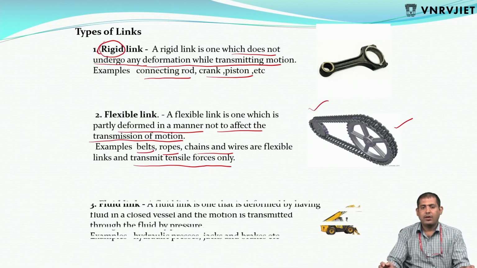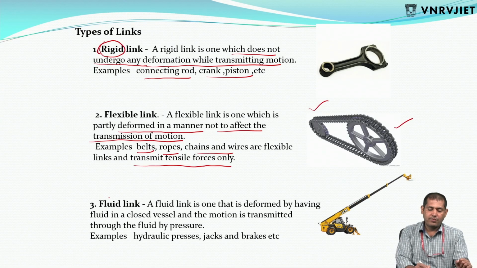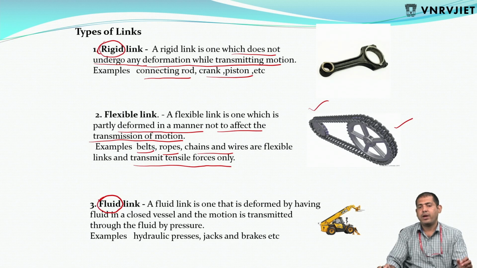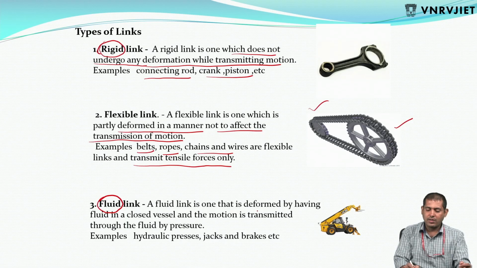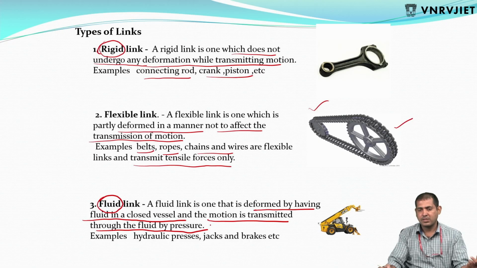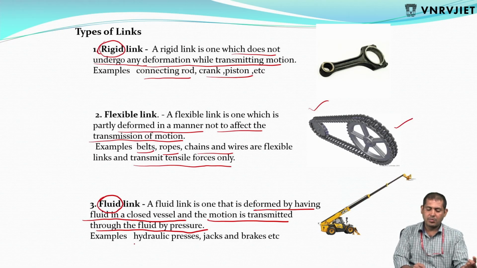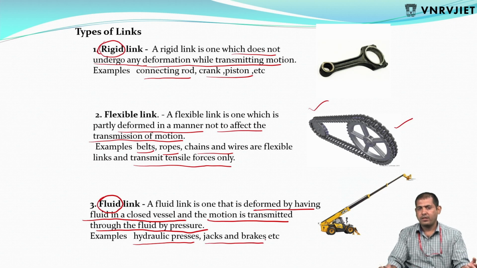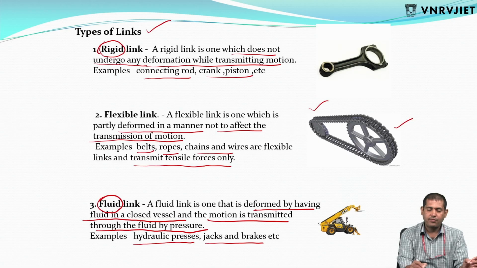After that, one more is the fluid link. As the name itself says, it works with the help of some kind of fluid, like hydraulic applications such as hydraulic JCBs and lifters. This link is one that is deformed by having fluid in a closed vessel, and motion is transmitted through the fluid by pressure, nothing but Pascal's law, as we know. Examples are hydraulic presses, jacks and brakes. These are the types of links.